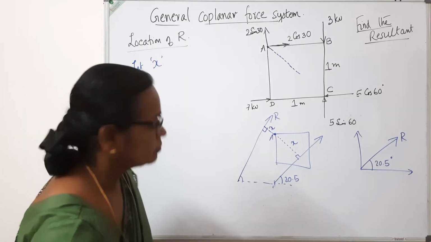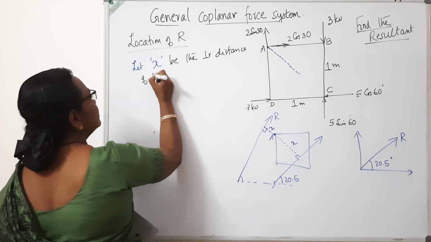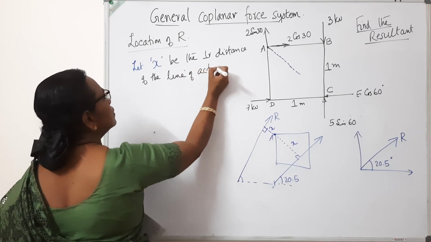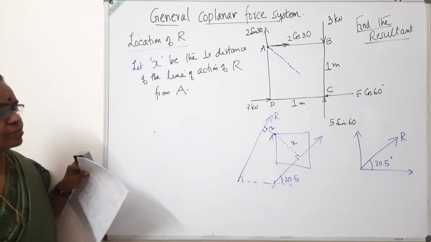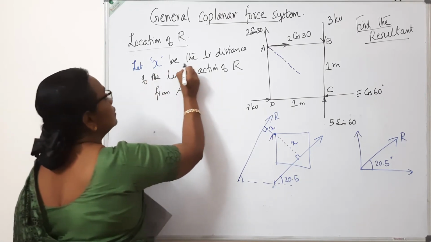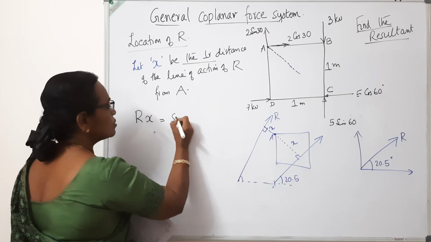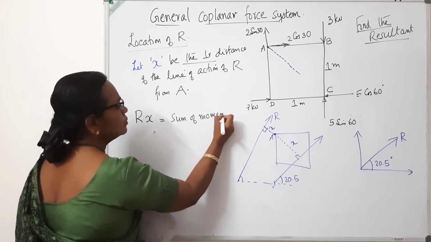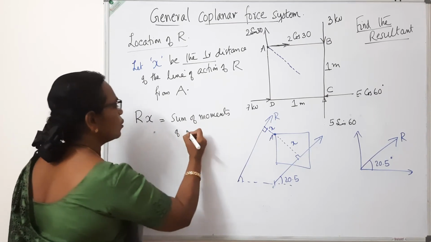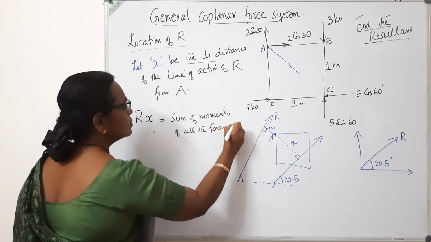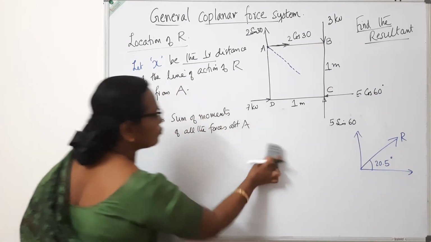So let us assume, let x be the perpendicular distance of the line of action of R from A. Let us assume the line of action of the resultant is located at a perpendicular distance x, so that R into x, the moment of the resultant about point A, should be equal to the sum of moments of its components, or the sum of moments of all the forces about A. So we have to find out where this R, the line of action of R, falls.